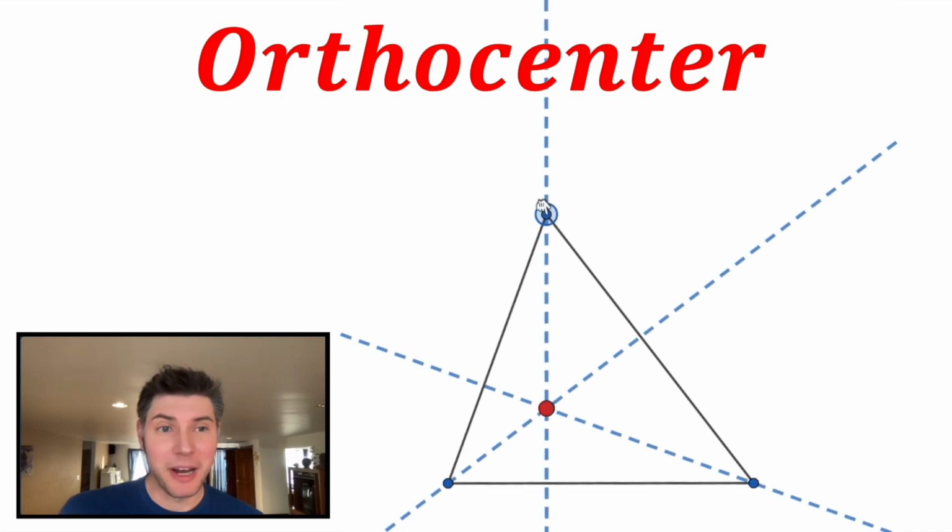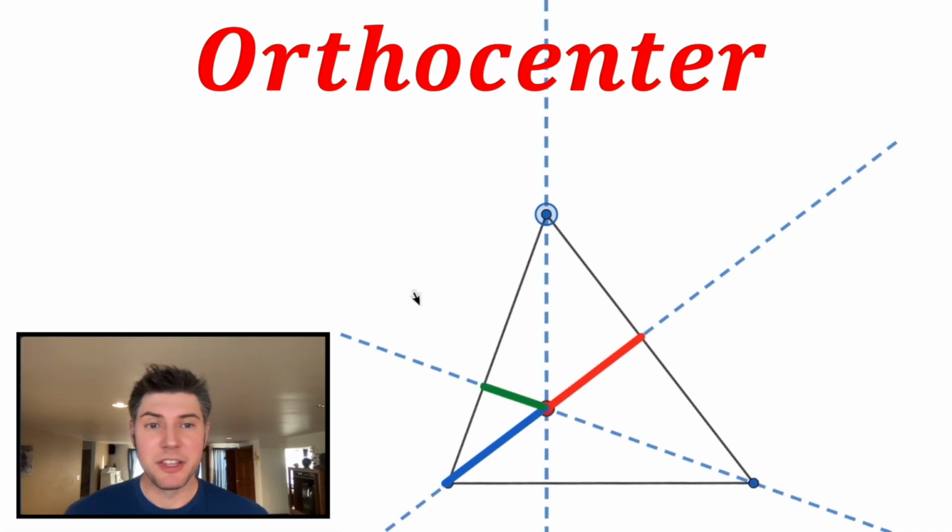So one more cool thing about acute triangles and orthocenters, if we multiply this red length times this blue length, it'll give us the same value if we multiply this green part by this pink part. And that's also going to be the same value if we multiply this brown part by this orange part.